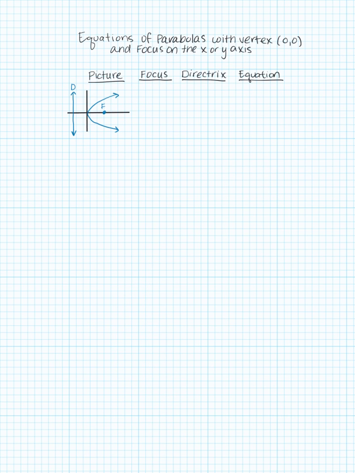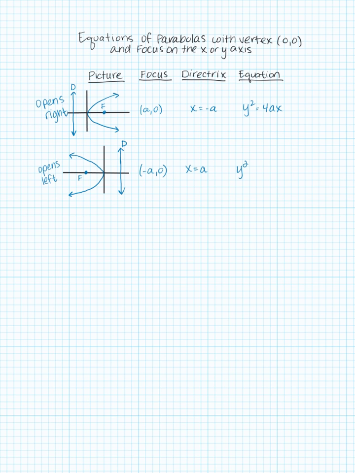So obviously not all parabolas open to the right. We've defined the equation for a parabola that opens to the right and has a vertex at the origin. So we know the focus of that parabola is (a, 0), the directrix is x equals negative a, and the equation is y squared equals 4ax. Well, how does this equation change if we decide to open the parabola to the left? Now our focus is on the negative x-axis and our directrix is on the positive x-axis over here. And so our focus is the point (negative a, 0), our directrix is the equation x equals a, and our equation becomes y squared equals negative 4ax.